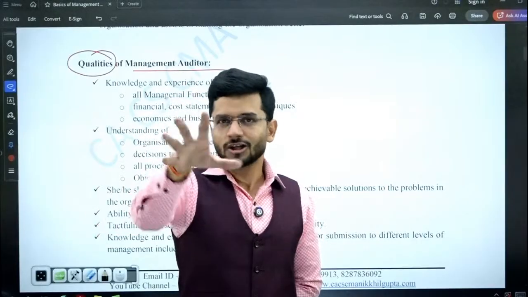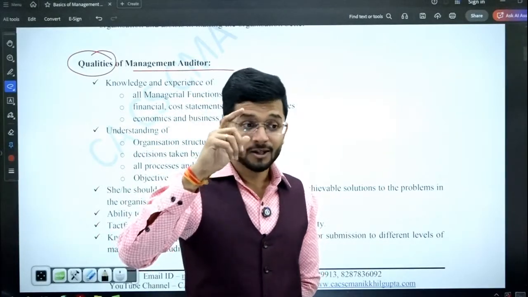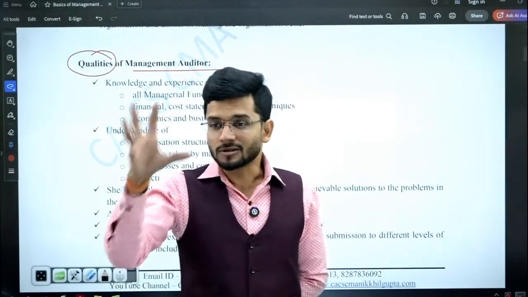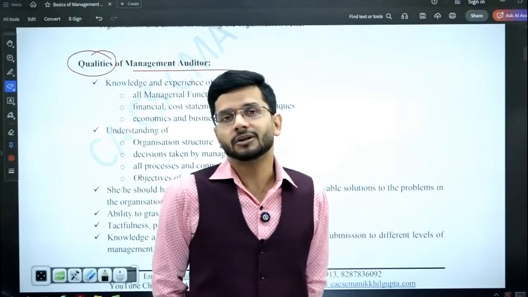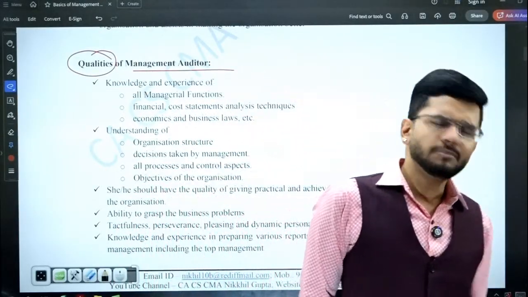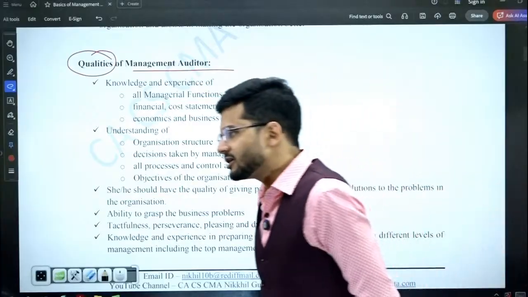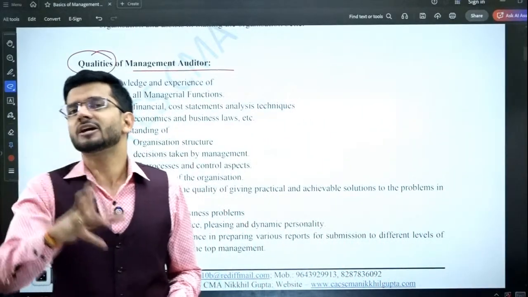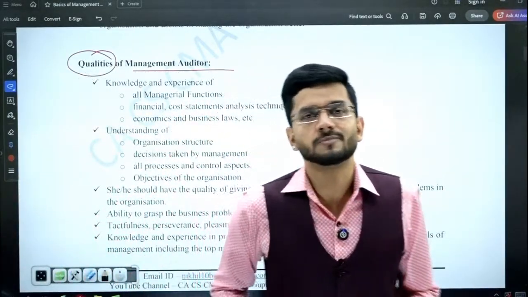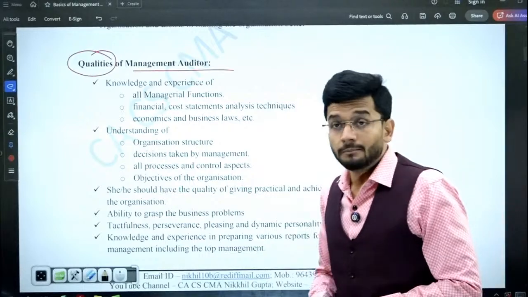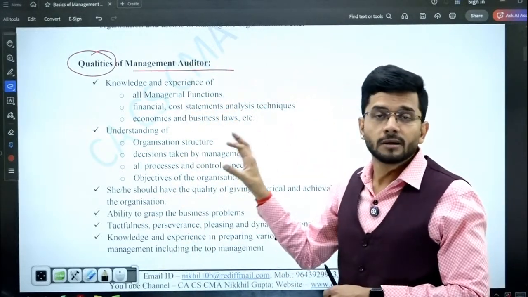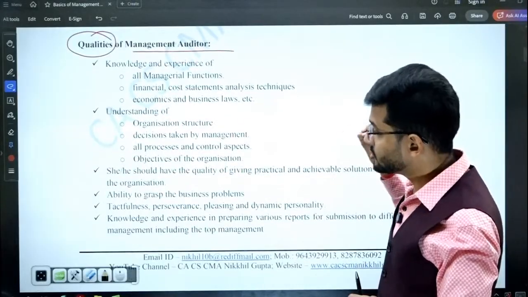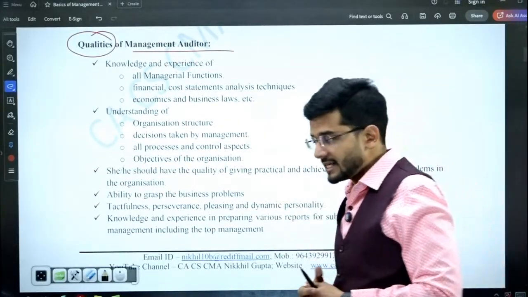But an architect and an engineer can also be a management auditor if they have gone through the process and they have experience of the relevant management, of managing a particular company. They can be a management auditor. So a management auditor doesn't need any specific qualification or certification. That is the first and foremost thing. But yes, there is some expertise and knowledge which is required to be a management auditor. Otherwise, you won't be able to justify your stint as a management auditor.